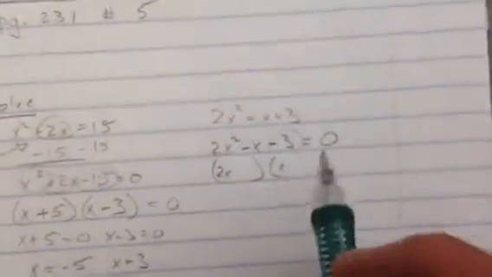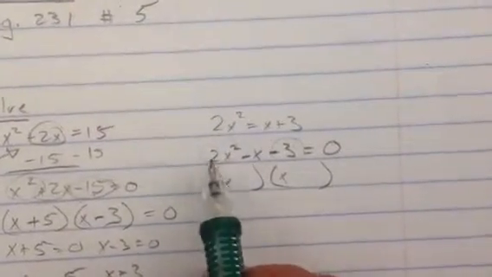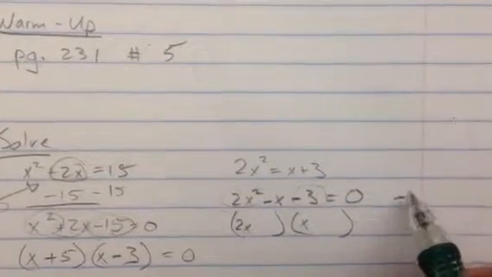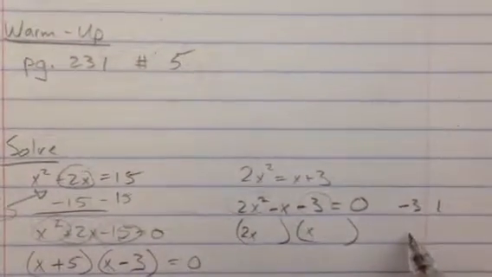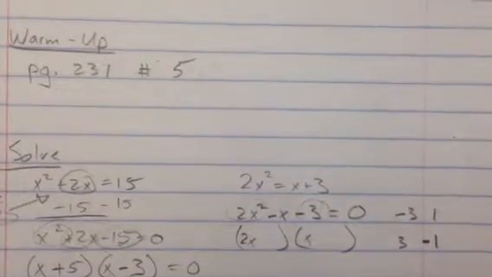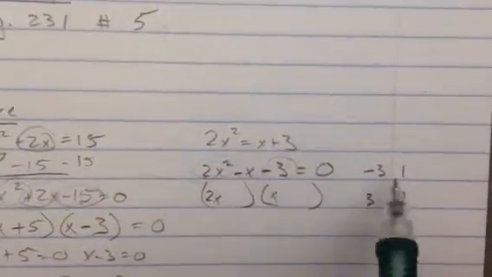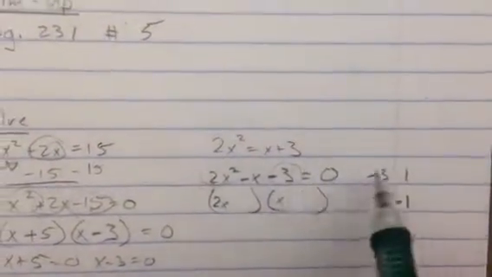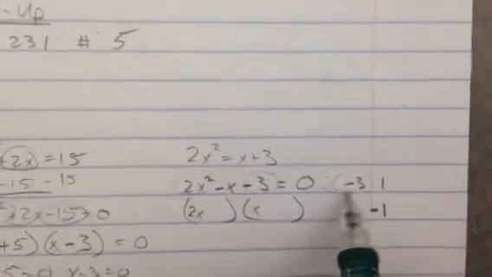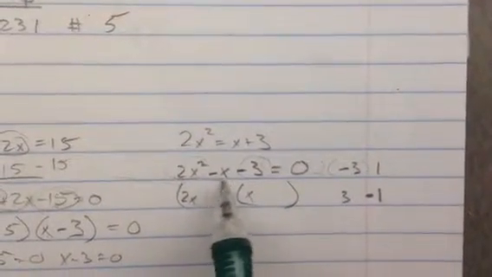So what we want to do here, because we have a 2 as our first coefficient in that first term, that plays a part now. So we write our factors of negative 3. We have negative 3 and 1, and then we could do 3 and negative 1. Alright? But we have this 2. We have to multiply that in here. Alright, so you pick one of these. So we can multiply the negative 3 by 2. That gives us negative 6. Plus 1 is negative 5. Well, that doesn't work because we need a negative 1 here.